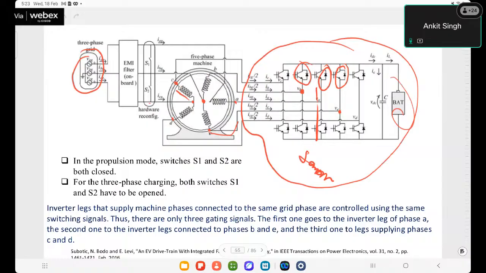And similarly, in the case of even higher phase systems, as we know, why do we use higher phases in the electric drive? Because the torque ripple is reduced in a multi-phase machine system as we increase the number of phases.